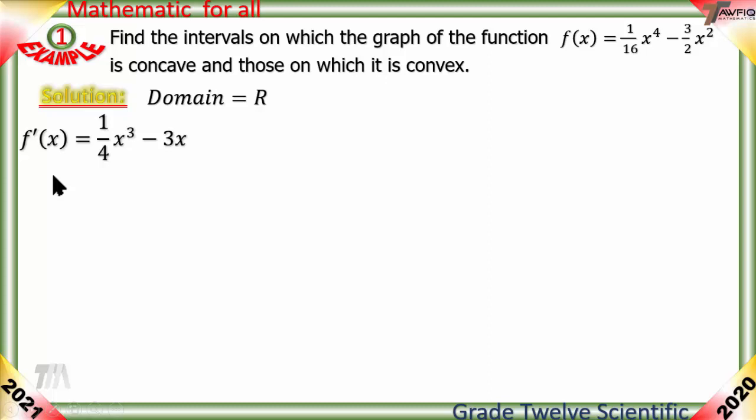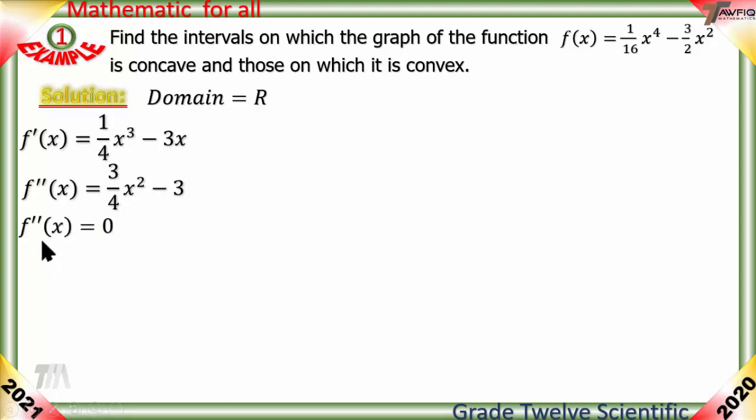First of all, find the first derivative. f prime of x is equal to 4 times 1 over 16, which is 1 over 4 x to the power 3, minus 3 over 2 times 2, which is 3x. And now take the second derivative. The second derivative is 3 times 1 over 4, which is 3 over 4 x squared, minus 3.